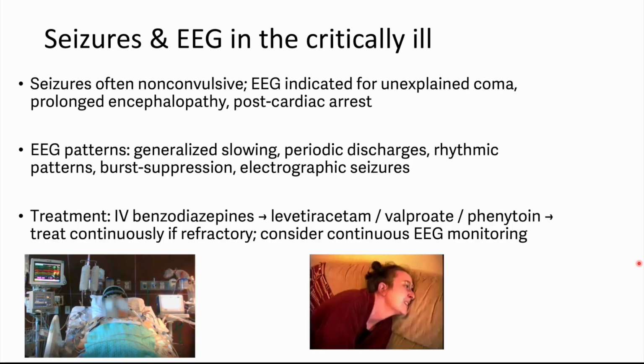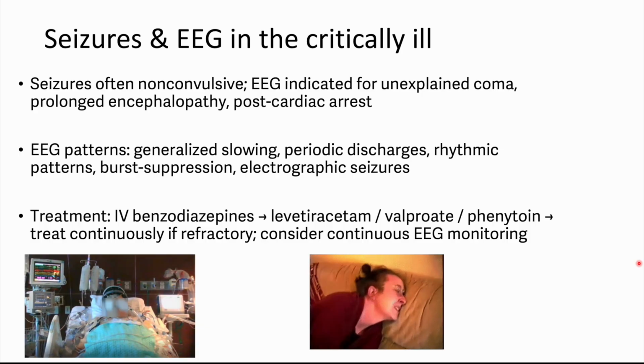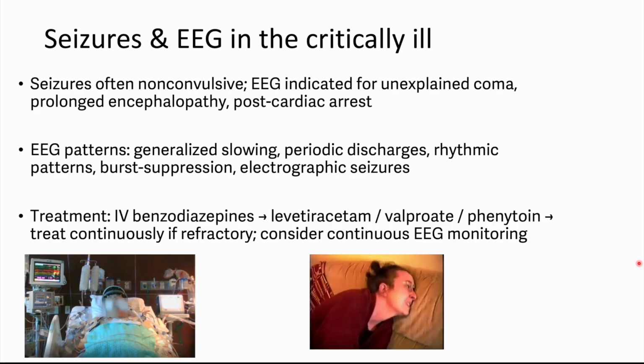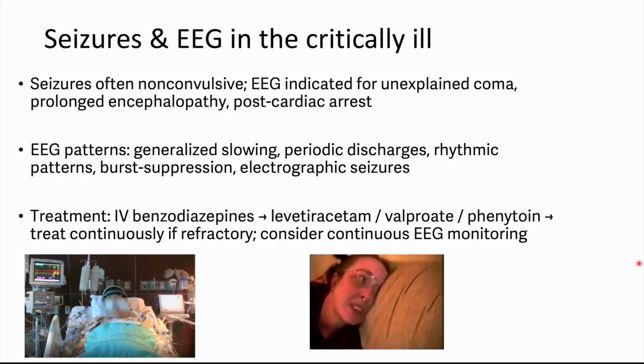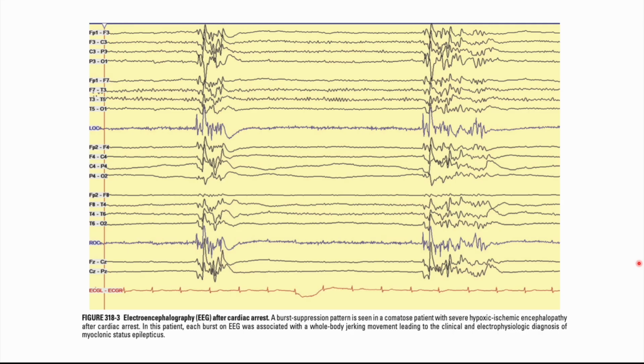Next, coming to the seizures. Seizures are often non-convulsive. EEG is indicated for unexplained coma, prolonged encephalopathy, or post-cardiac arrest. It can be seen in these conditions. Then EEG patterns show generalized slowing, periodic discharges, rhythmic patterns, burst suppression, and electrographic seizures. Treatment includes IV benzodiazepines, levetiracetam, valproate, phenytoin, and treat continuously if refractory, and also consider continuous EEG monitoring. This is the EEG after cardiac arrest. You can see the burst suppression pattern seen in a comatose patient with severe hypoxic ischemic encephalopathy after cardiac arrest.